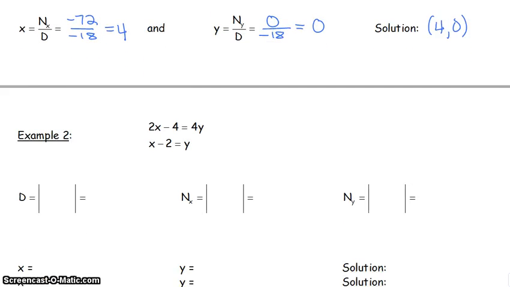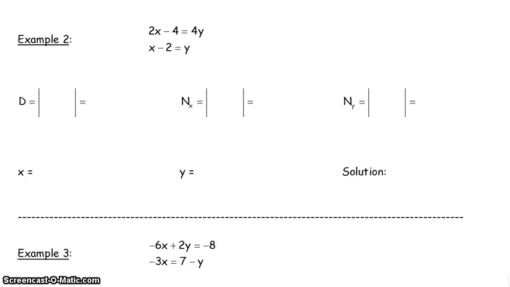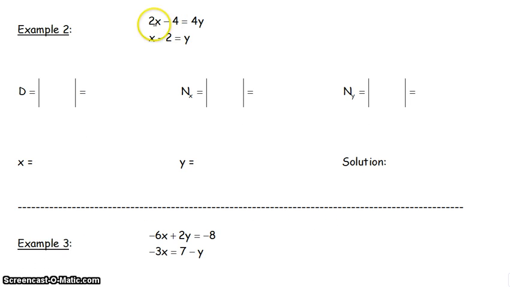Alright, so our second example, on the back page, we look, our x's are lined up, good, but our y's are not. Our numbers are not. We've got to rearrange them so that they're in standard form. So we've got 2x, we've got to move that 4y over, so it becomes a negative 4y. We've got to move the 4 to the right, so it becomes a positive 4. Same thing with the second one, our x is in the right spot, move that y to the left, so it becomes a negative y. Move the negative 2 to the right, so it becomes a positive 2.